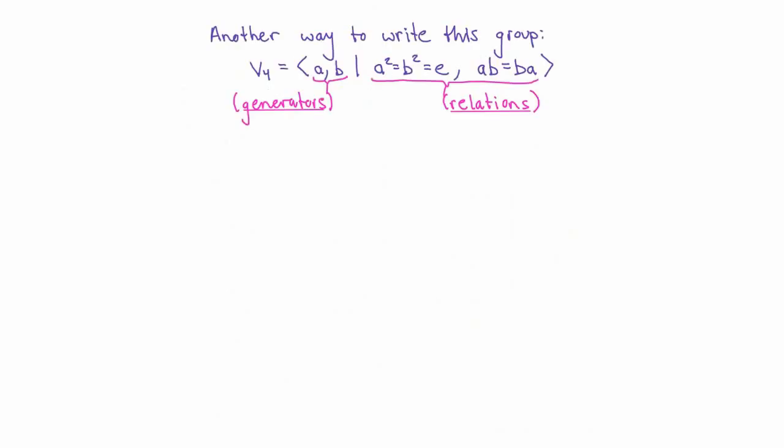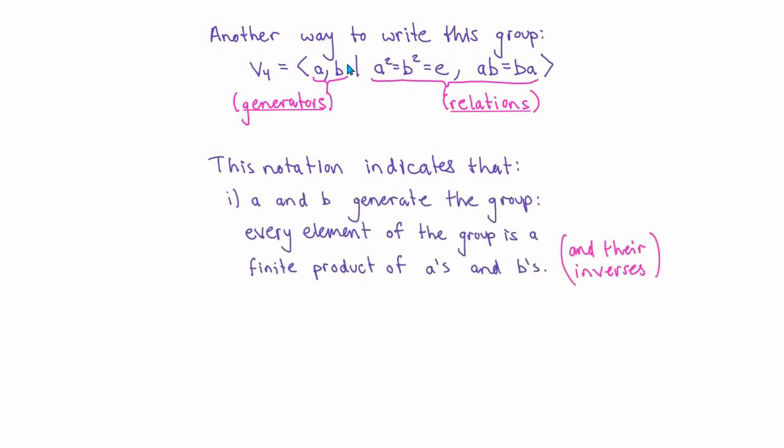Now, there are a couple of other ways of describing the Klein 4 group, and I'd like to talk about those right now. The first is using what are called generators and relations. This notation is somewhat similar to the notation that we used when we introduced cyclic groups, except there we only had one generator, and we didn't list any relations. Now, the truth is that when you describe a group using generators and relations, it can be a little tricky to get it right, but what it indicates is that, first of all, every element of the group can be written as a finite product of the generators and their inverses.